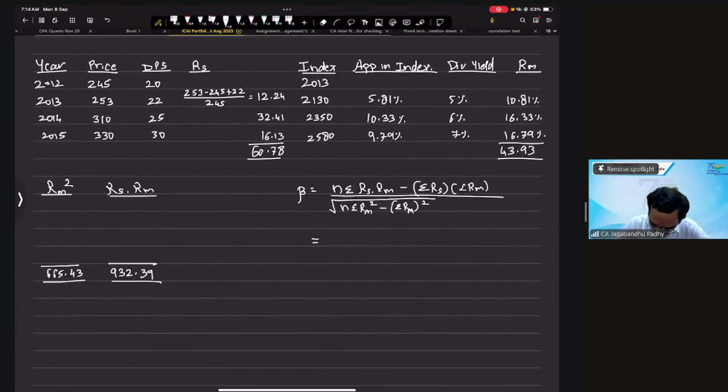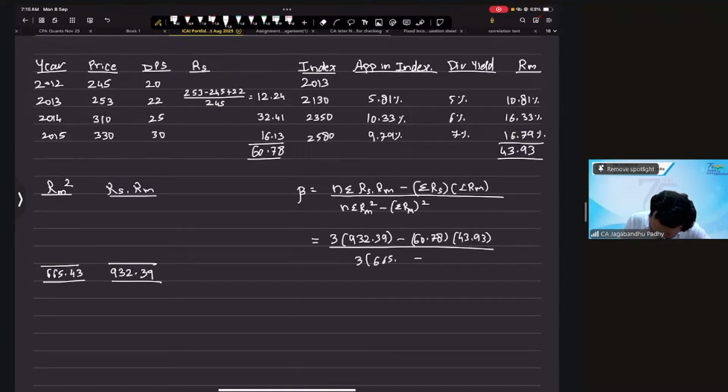So let us just substitute the numbers over here. This is going to be 3 into 932.39 minus summation of RS into RM, 60.78 into 43.93, divided by 3 into summation of RM square, which is 665.43, minus summation of RM the whole square, 43.93 square.